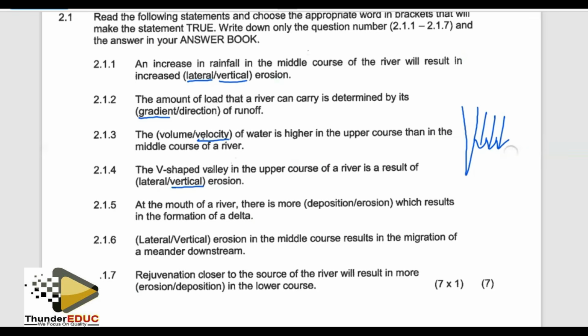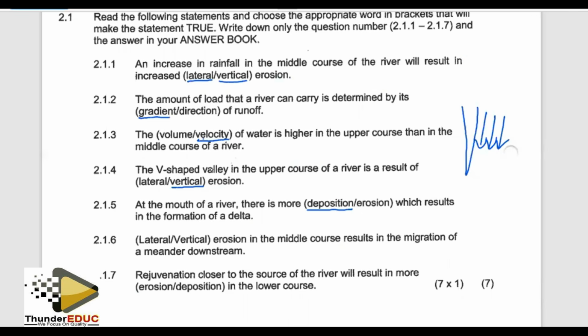2.1.5, at the mouth of a river, there is more deposition, which results in the formation of a delta. So what is a delta? A delta is a landform which develops due to deposition at the river's mouth.